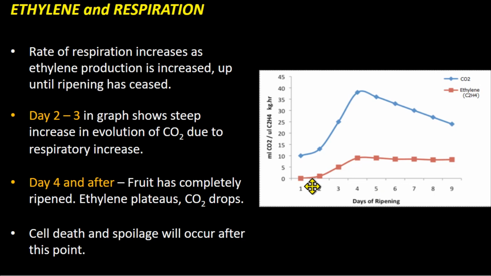So if you look at the ethylene here, we can see that ethylene is being released mainly after day 2. There's a steep increase here. At day 4, this is when the fruit has completely ripened. The ethylene level plateaus. But if you look at days 2 and 3, this is where the levels of ethylene are going up, but the level of carbon dioxide has a very steep increase. This is because the rate of respiration is going up as the fruit is ripening. A few days after ripening, however, cell death and spoilage will occur.